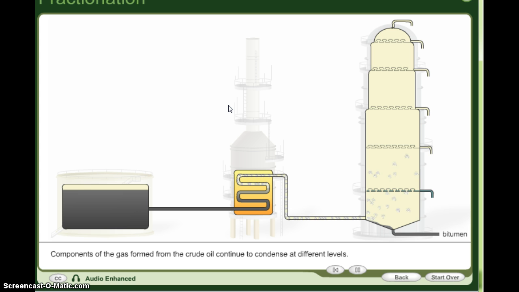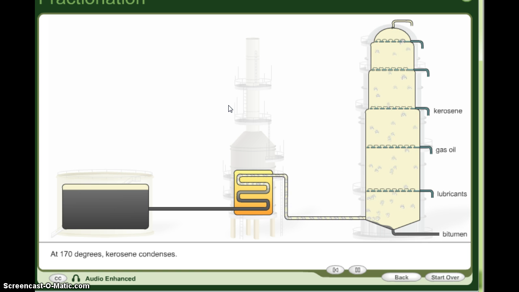Components of the gas formed from the crude oil continue to condense at different levels. At about 340 degrees Celsius, lubricants condense. At 250 degrees, gas oil used in diesel fuel condenses. At 170 degrees, kerosene condenses. At 65 degrees, gasoline used in auto fuel condenses. Some gases do not condense at all and leave the column through the top.